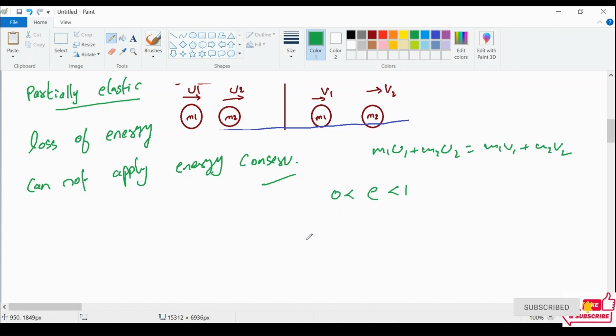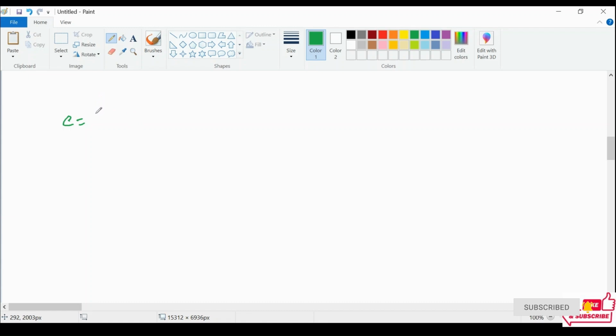What is E? E is velocity of separation by velocity of approach. Means final velocity difference, v2 minus v1, by initial velocity difference, u1 minus u2. This value gives you the coefficient of restitution. What is it? Coefficient of restitution.